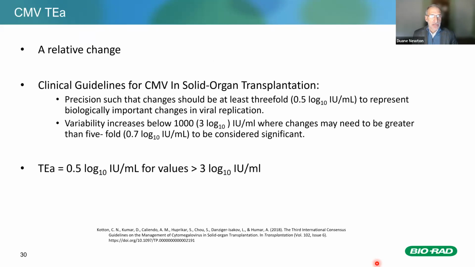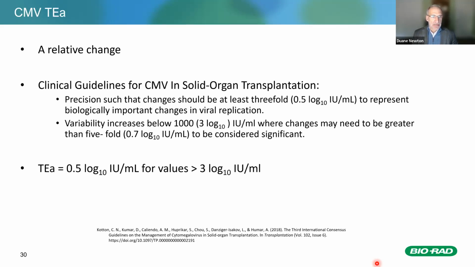CMV, there's a little less information. Generally, what is utilized is a relative change. There are some guidelines for CMV in solid organ transplant, where the clinical guidelines have stated that the precision of the assay needs to be such that changes would be at least threefold or 0.5 logs to represent a biologically important change in viral replication.